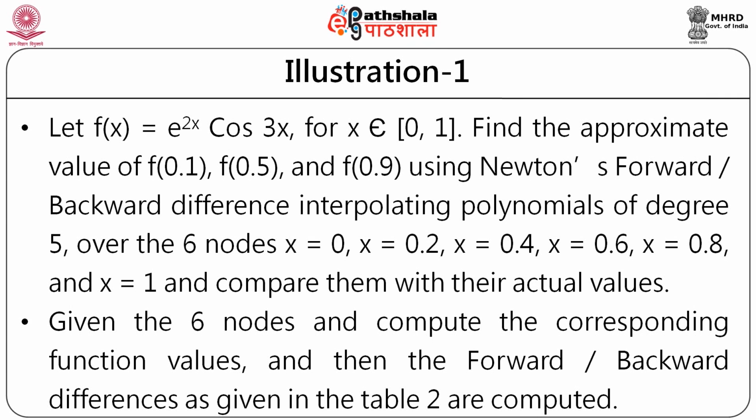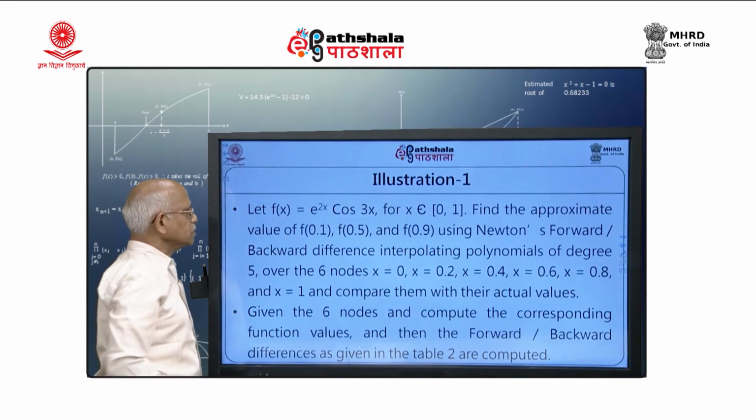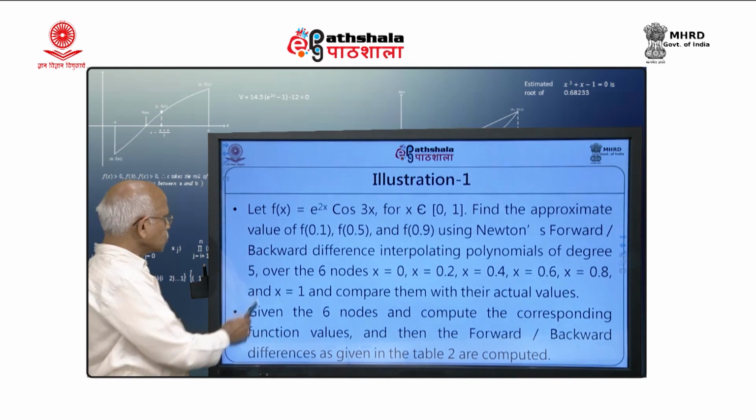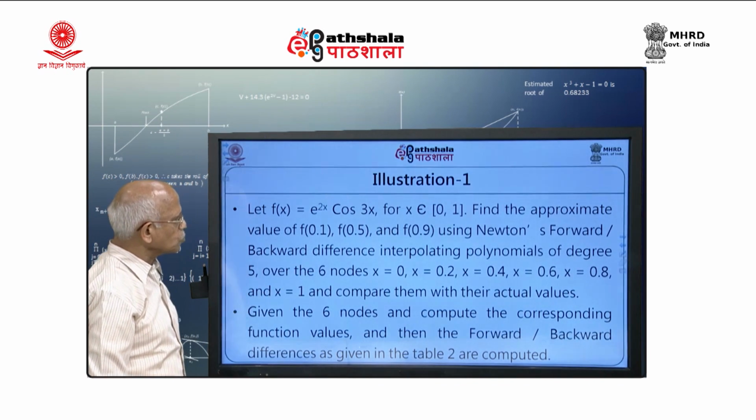Why we have selected these: 0.1 is nearer to the starting position, nearer to 0, 0.5 is in the middle of the interval, and 0.9 is nearer to the end point. So, we want to see what is the effect of these two different interpolating polynomials in estimating these 3 values.